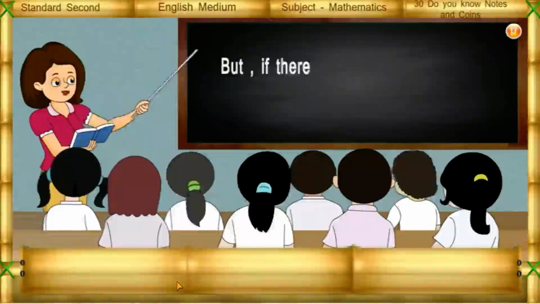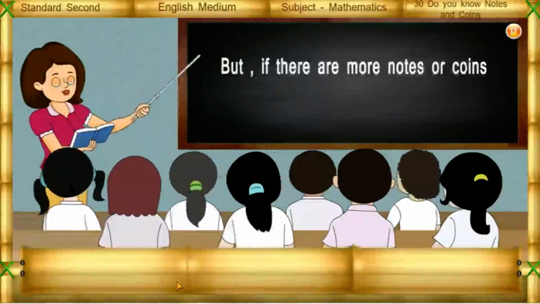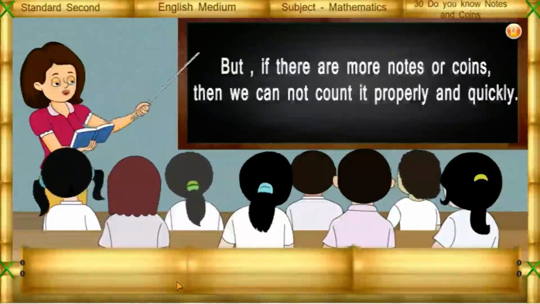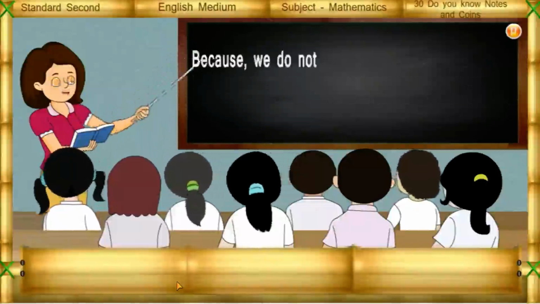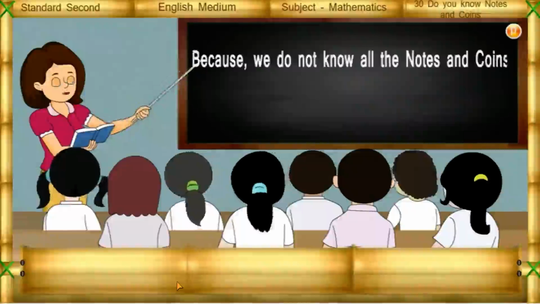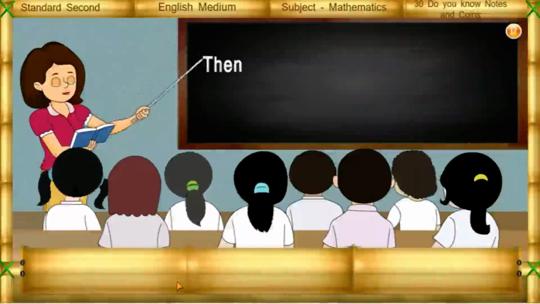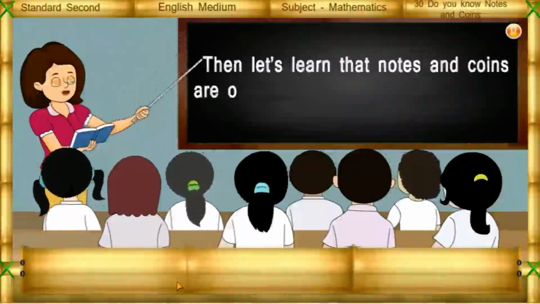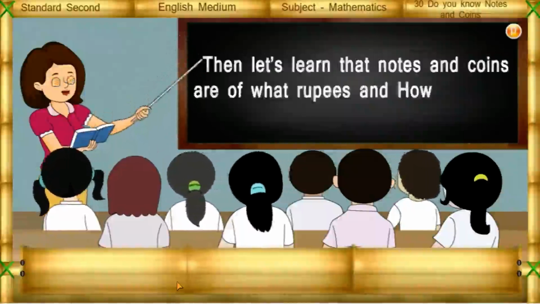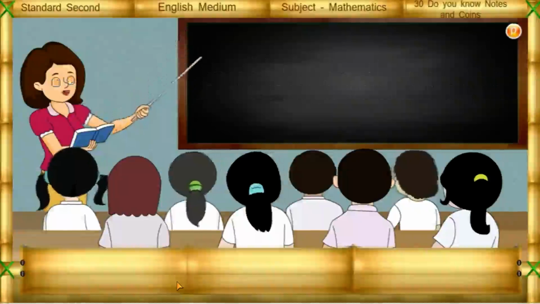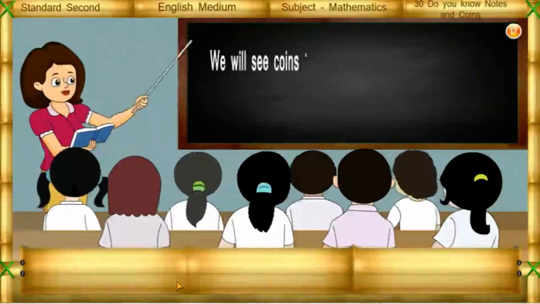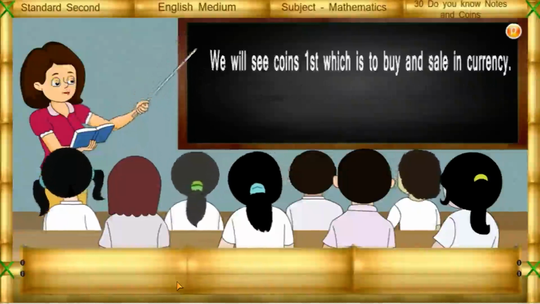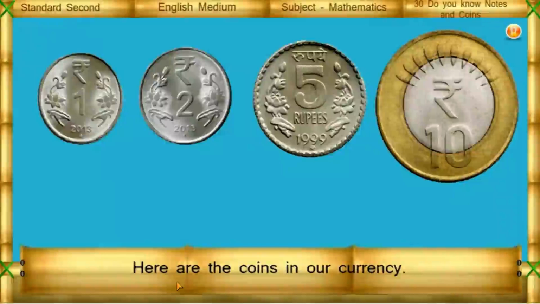But if there are more notes or coins, then we cannot count them properly and quickly, because we do not know all the notes and coins. Then, let's learn what rupees the notes and coins are and how they look. We'll see coins first, which are used to buy and sell in currency. Here are the coins in our currency.